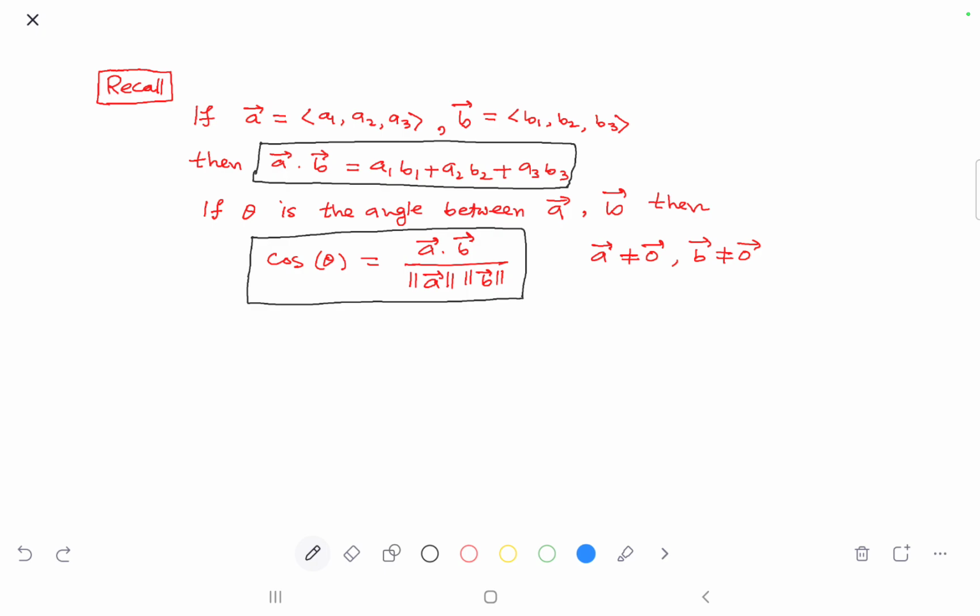So we'll see here the direction of a vector in space. Sometimes that is called the direction angle. So the direction of a vector in space. We'll see how we can define the direction of a vector in space.